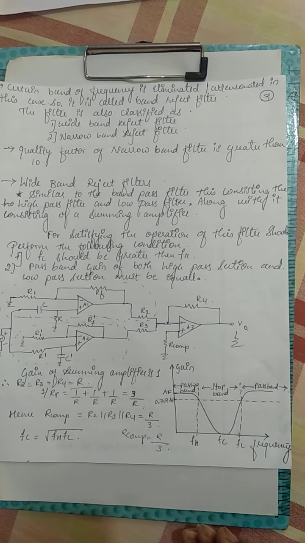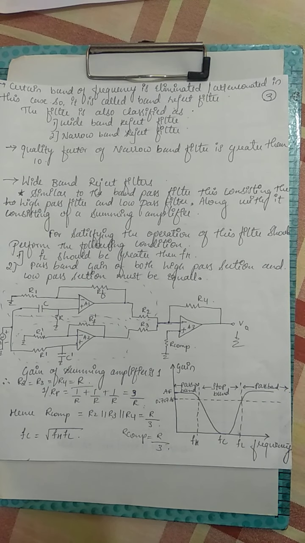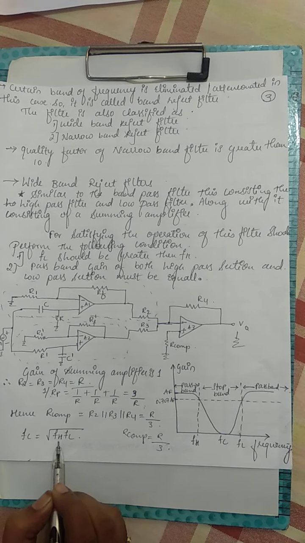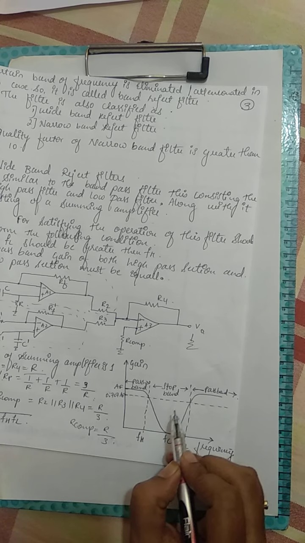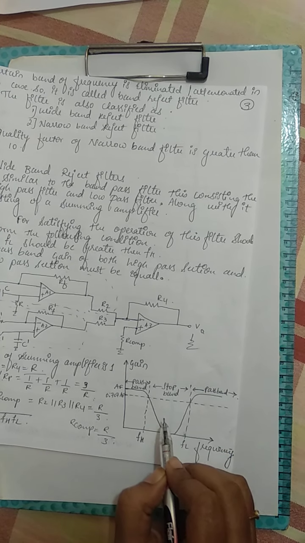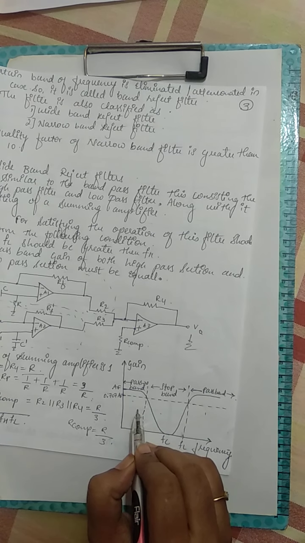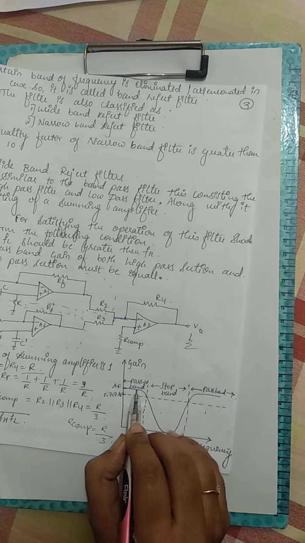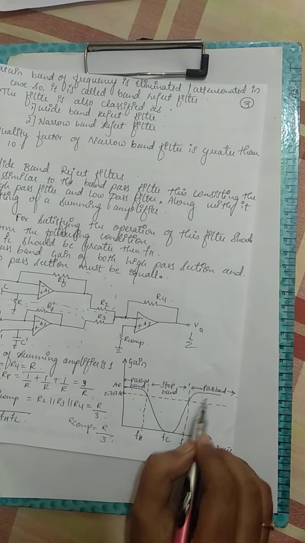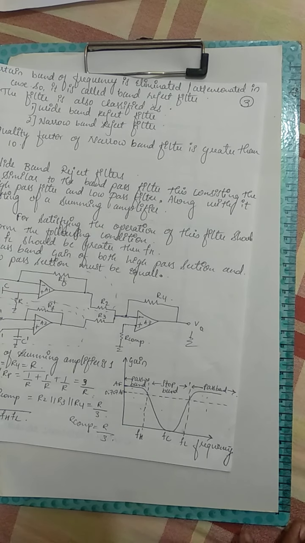Here the center frequency FC is calculated as FC equals root of FH into FL. So this is the frequency response. As I said, the band pass filter has 2 stop bands and 1 pass band, but the band reject or band elimination filter has 2 pass bands and 1 stop band, where a certain band of frequency is eliminated.